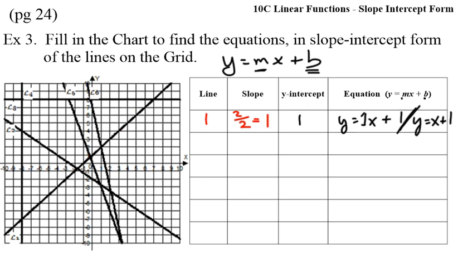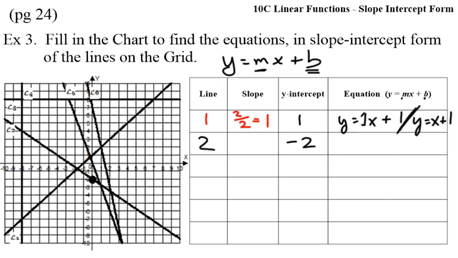Let's take a look at line 2. Line 2, here we are, heading down. Right away we know our slope should be negative, so let's hope that it turns out to be negative. Where's our intercept for line 2? Well, our intercept for line 2 occurs here at -2.